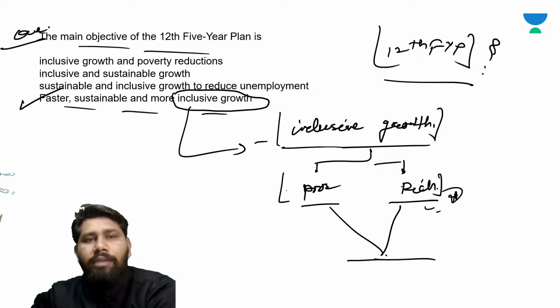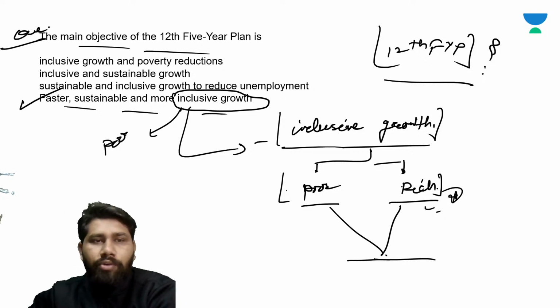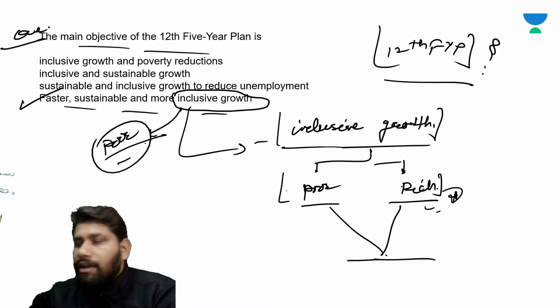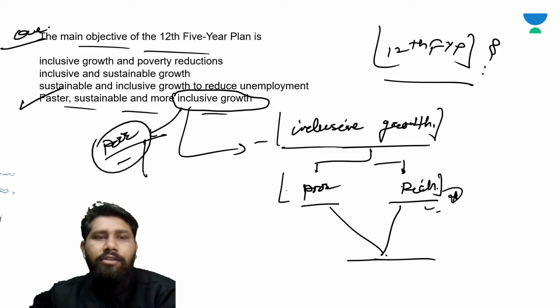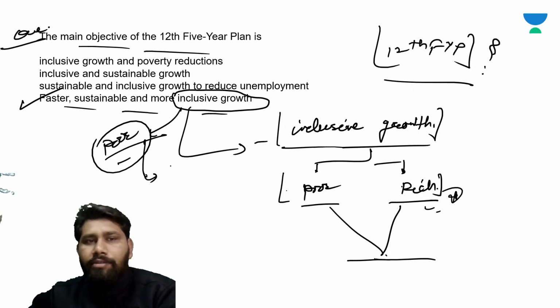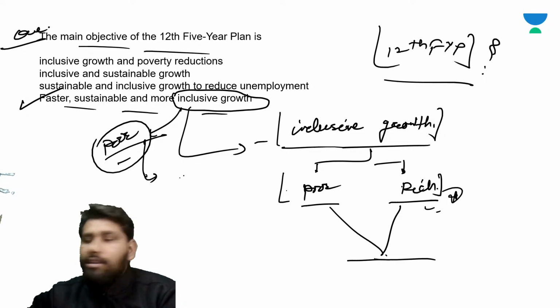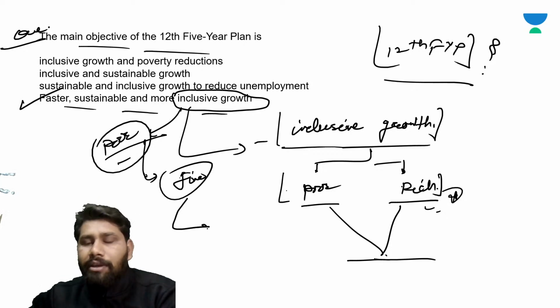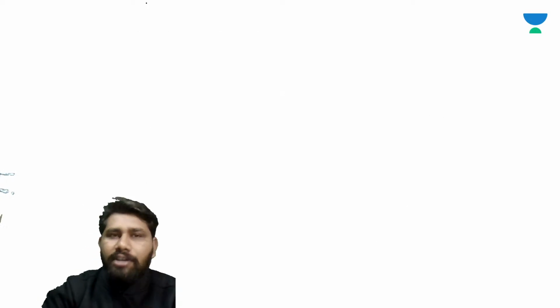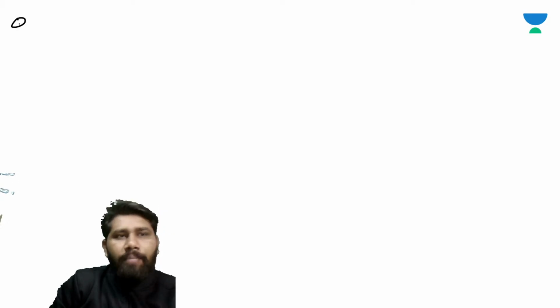And more importantly, inclusive growth is tilted more towards the poor, right? Because the historical exploitation of the poor people is more, and they are still suffering from these kinds of problems. So poor persons and poor societies need to be given aid and support, so that they can be brought into mainstream development, right? So D becomes the correct answer. Let's move towards the next question, guys.